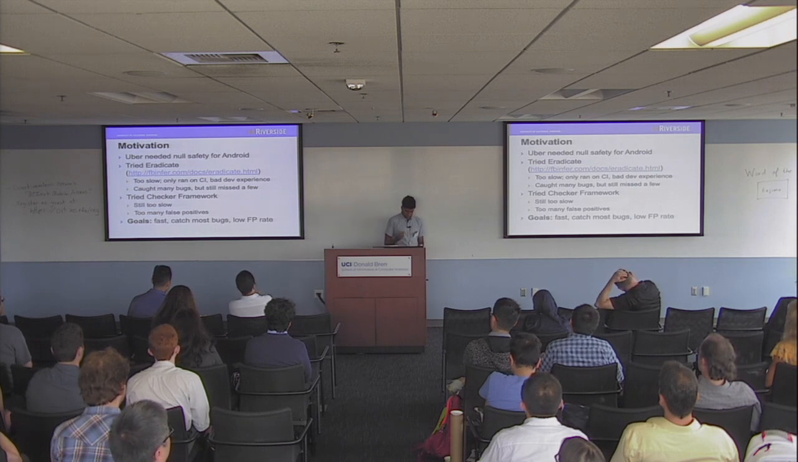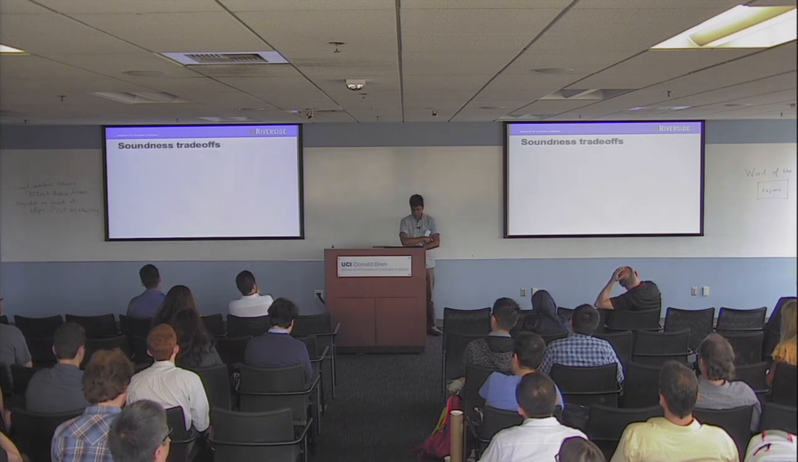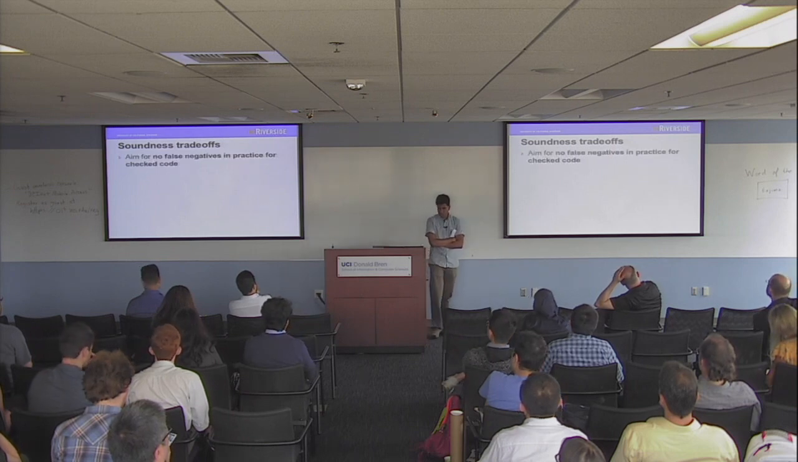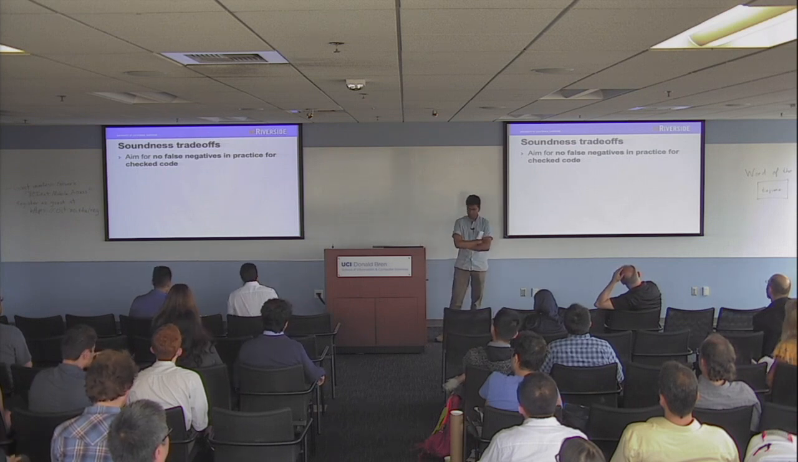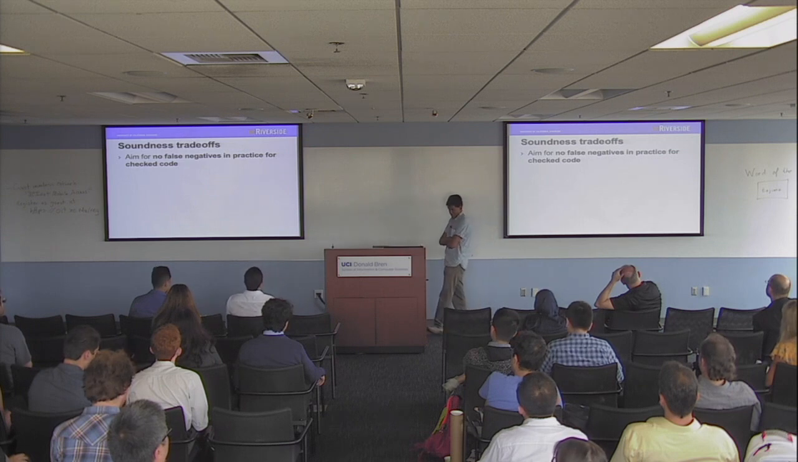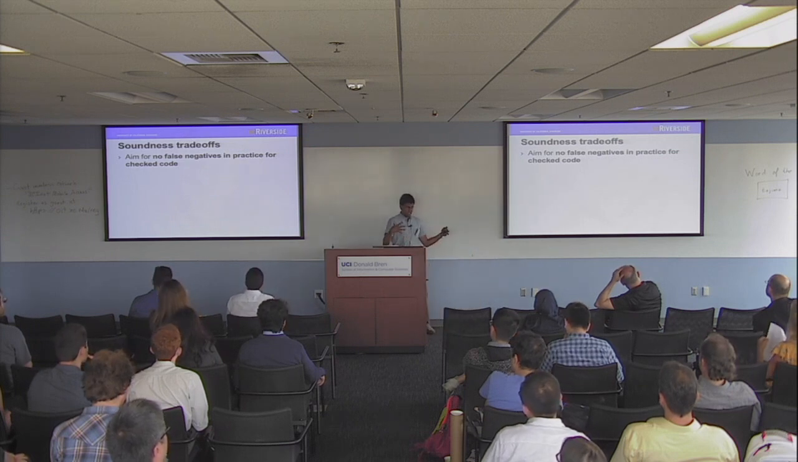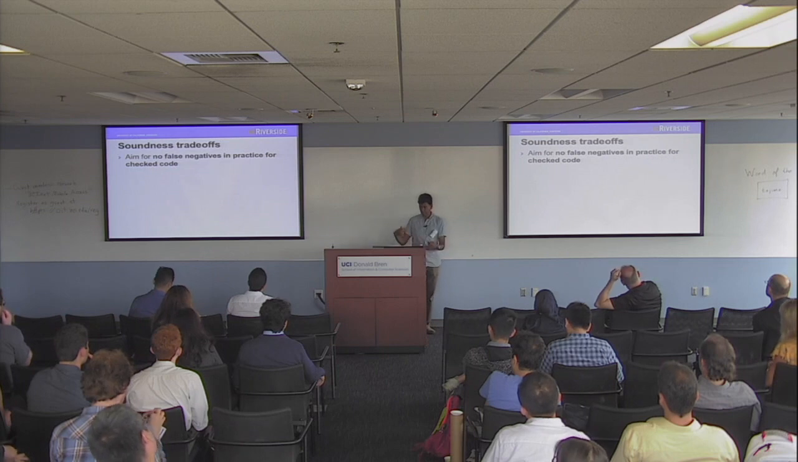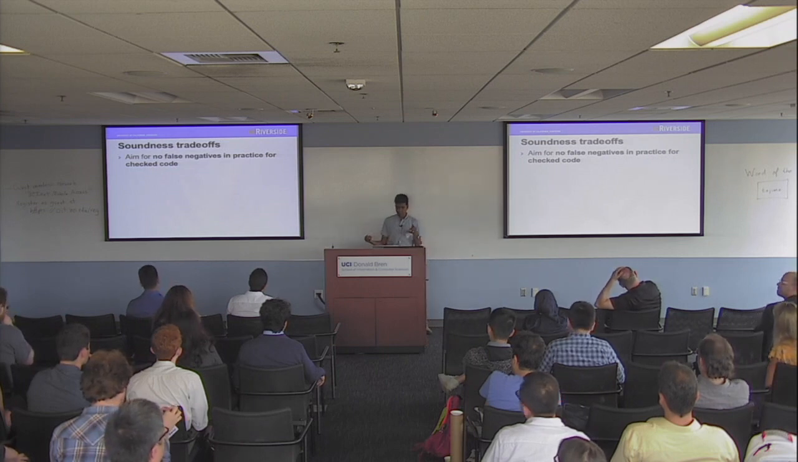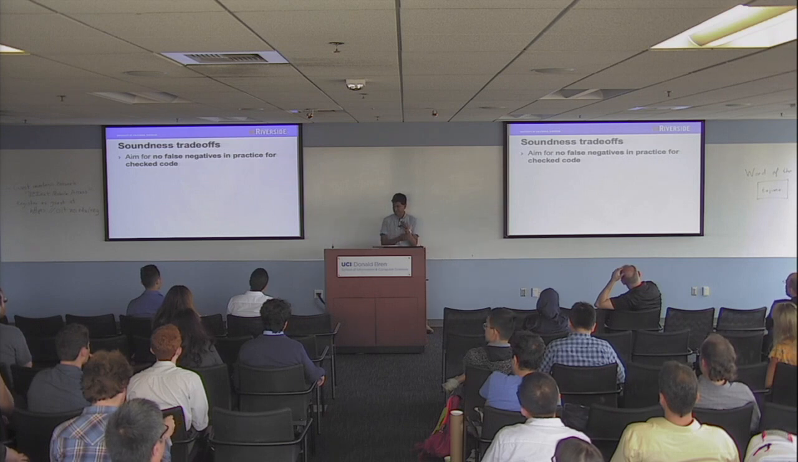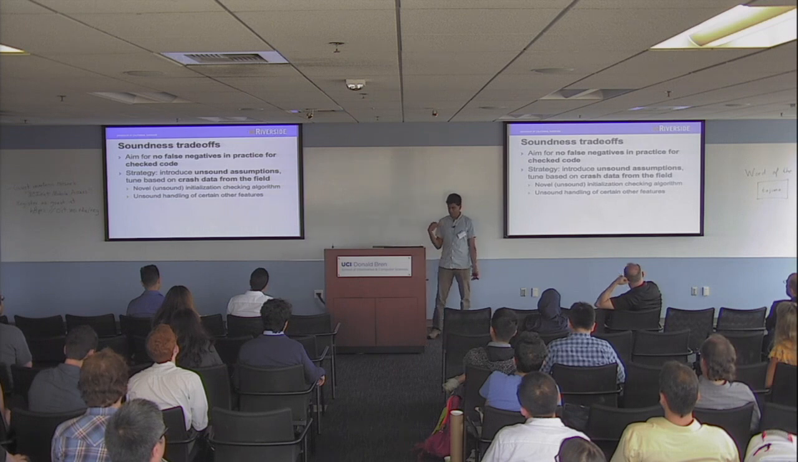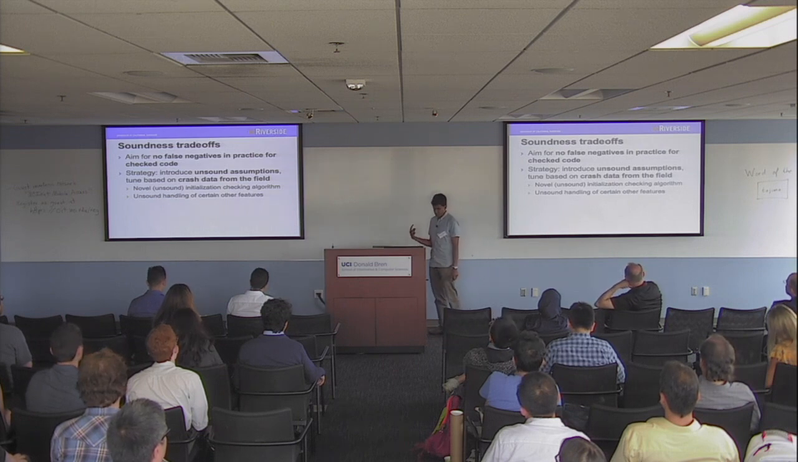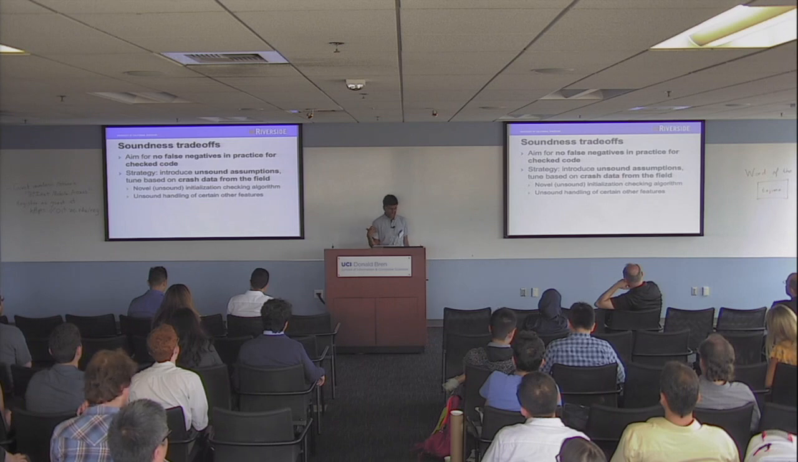So there were two key techniques that we used to achieve this. In terms of soundness, we were aiming for trade-offs here, right? Our goal was, and this is kind of a mouthful, but I'll try to explain it, we wanted no false positives, no false negatives in practice for checked code, right? So you've got code that Uber developers wrote, and you have code inside third-party libraries. We call the code that we're actually checking the checked code, and we're going to make some unsound assumptions, but we don't want those to lead to crashes, as far as we can observe, based on the crash data that's coming back from the field.